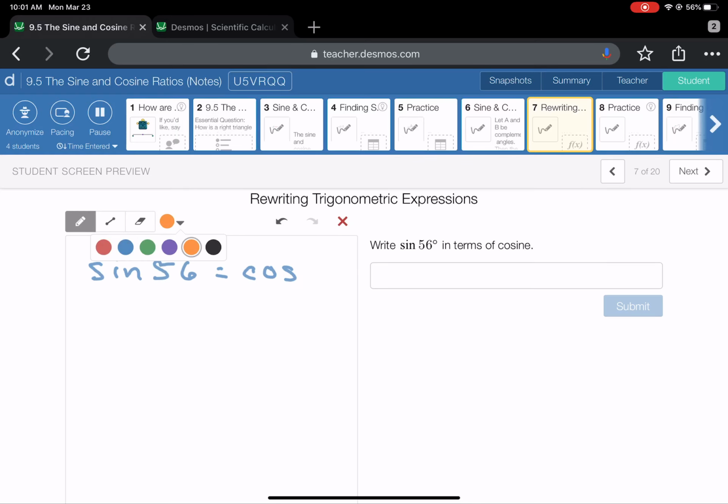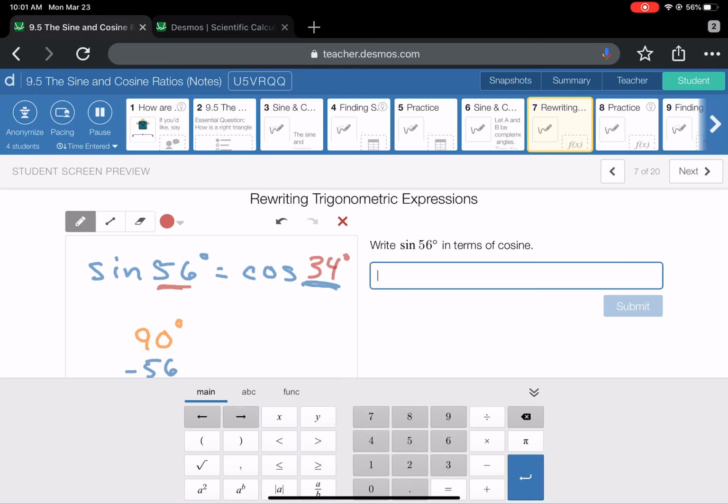So what that means is we're going to figure out what the complement of 56 is, and how we do that is we just subtract it from 90. So if we do 90 minus 56, that's going to give you the cosine value that we're going to put in here. That would be 34 degrees. So we would input here the cosine of 34, because the cosine of 34 is the complement of 56, because they add up to 90. Then the sine of 56 is the same value as the cosine of 34.